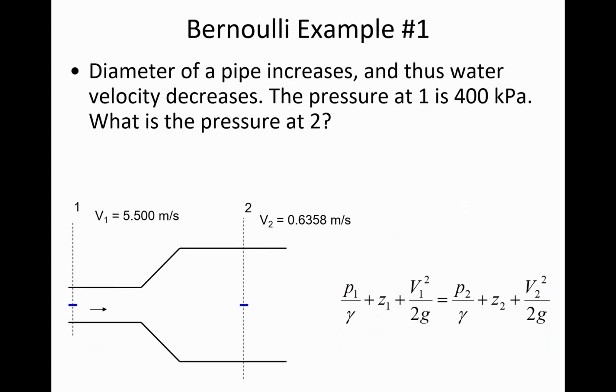Let's look at this expansion in a pipe. Here at location 1, the velocity is 5.5 meters per second. So that's a small diameter pipe, and the water's flowing at a high velocity there. And then the pipe expands to a larger cross-sectional area, and that causes the velocity to decrease. So what I'd like you to do is solve for the pressure at location 2 using Bernoulli's equation that's shown on the screen here. Z1 and Z2 are equal, so solve Bernoulli's equation for P2.